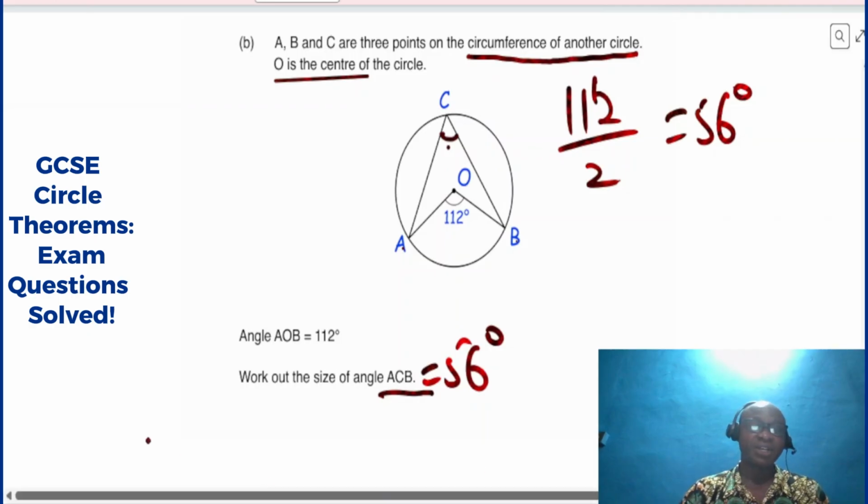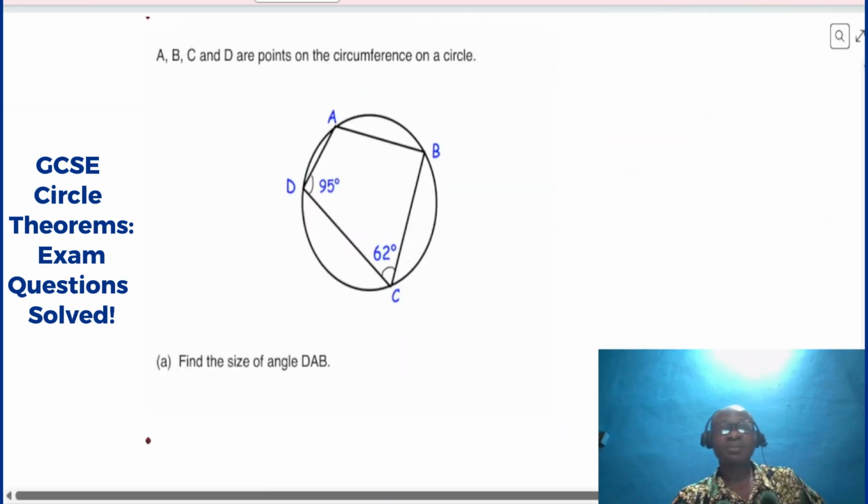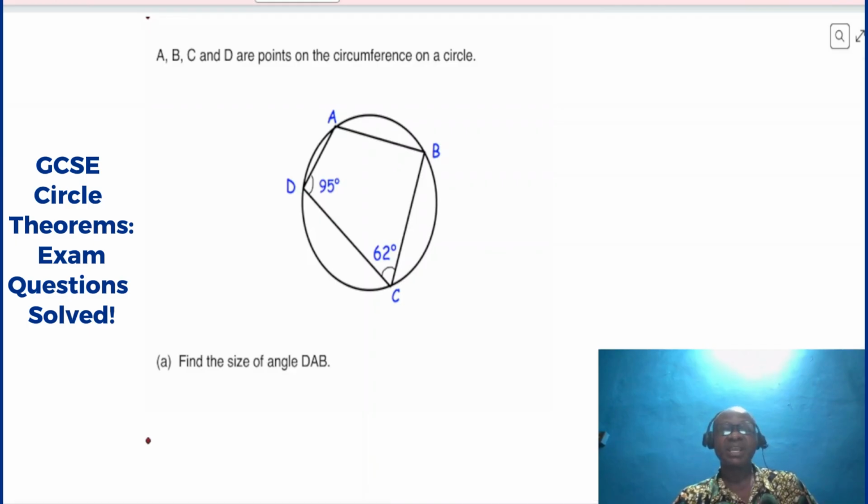Can you try this one? You should find DAB. Angle DAB. That is what they said you should find. So I want you to try it. DAB. That is what they want you to find. And it goes with what we have done. The answer is 118 degrees.